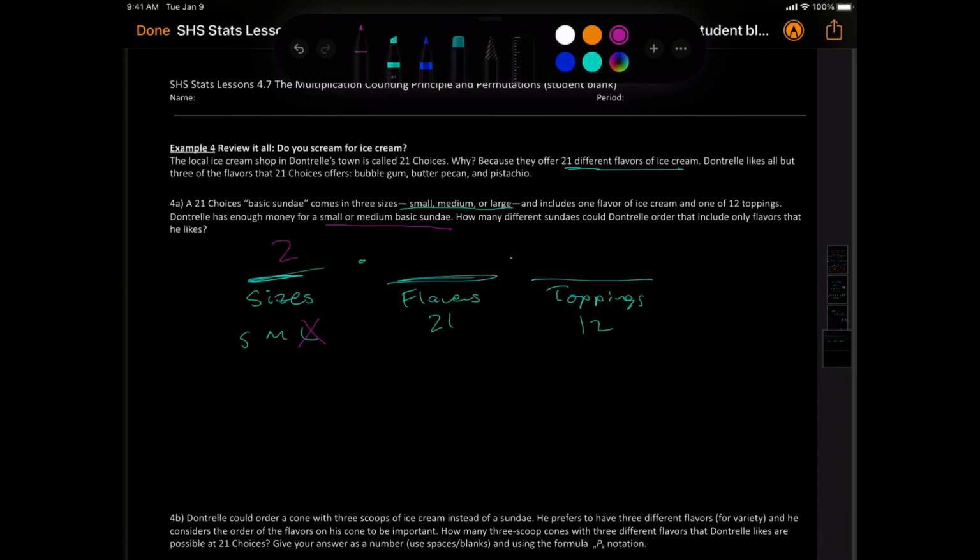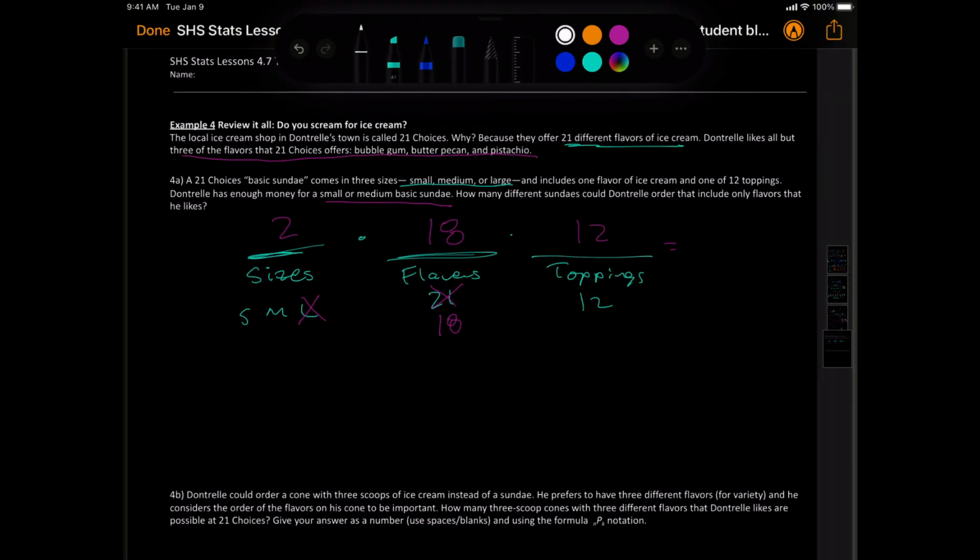Flavors, there are 21, but he doesn't like 3 of them. So you take away 3 of those, you get 18. And he can choose all the toppings he wants. So if you put that in your calculator, you will get 2 times 18 times 12 is 432 possible sundaes.